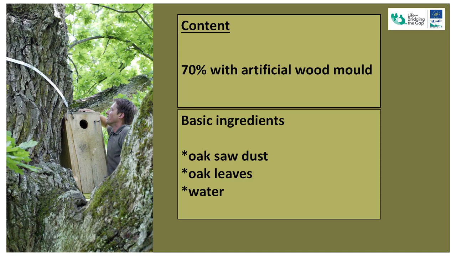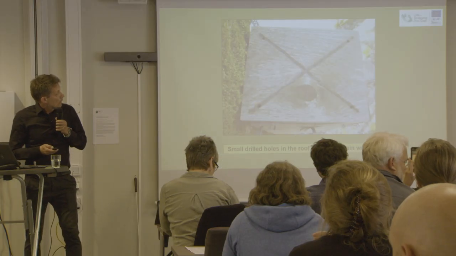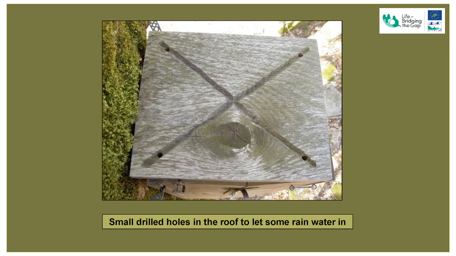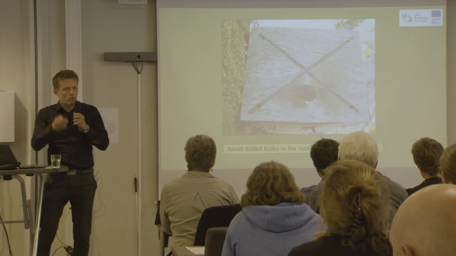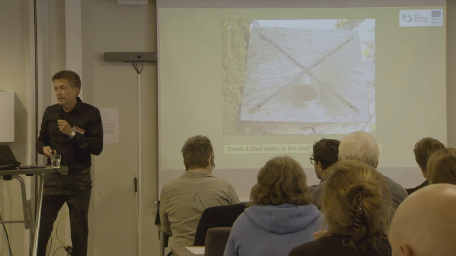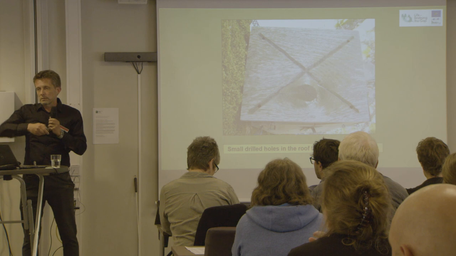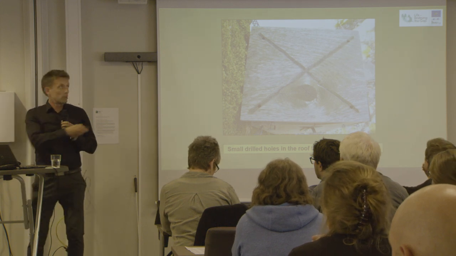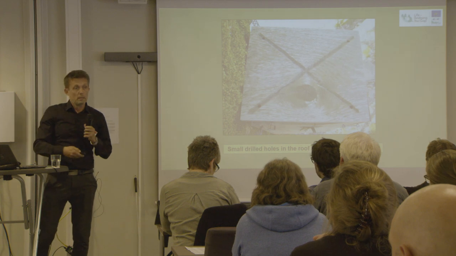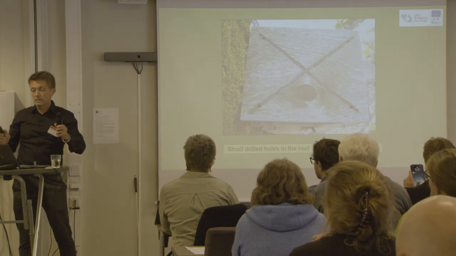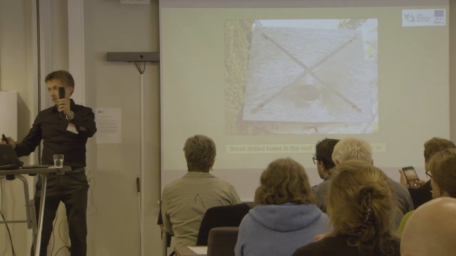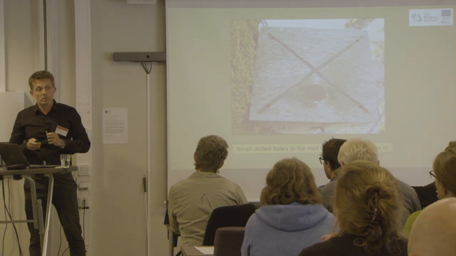The content, we filled it 70% with sawdust and oak leaves and some water. And on the top, we drilled holes, and in between, we carved the ditches in the wood. Channels. Okay, channels. So the water can find a way to these hollows. And the idea was that one or two of these holes will get some water in and fill. And that we'll have a gradient inside the box. So it can be wet in one corner and dry in another. So the species can then choose themselves what they like.